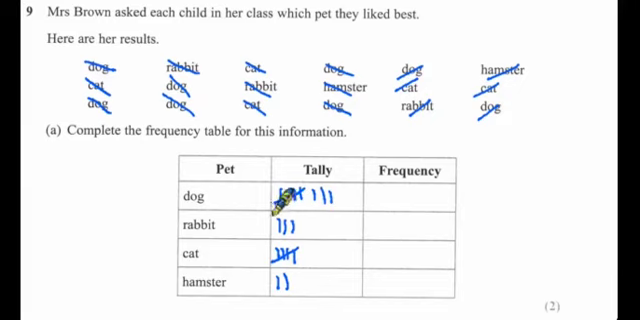So we've used tally correctly. Each time we get to 5, we've put the diagonal line down to show the group. That is now a tally chart.